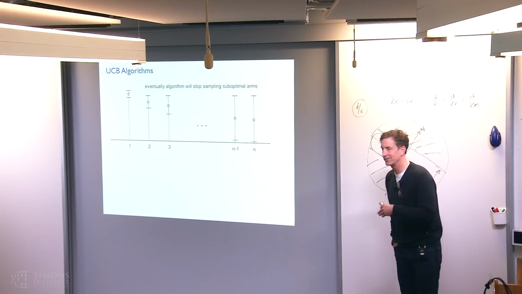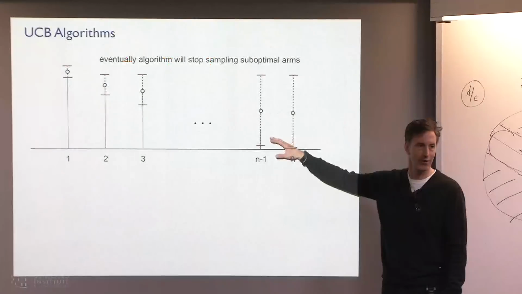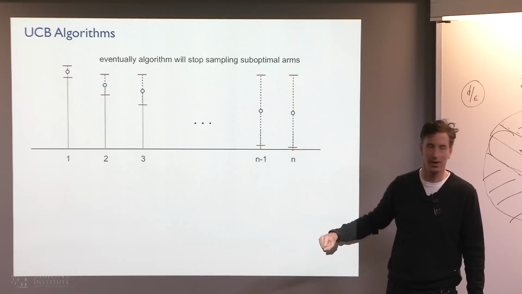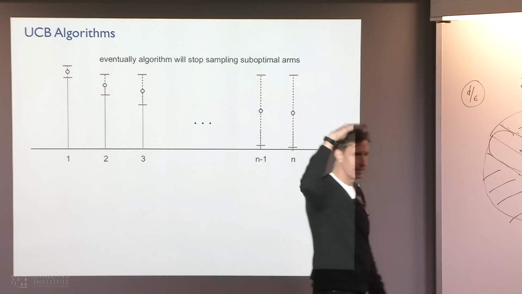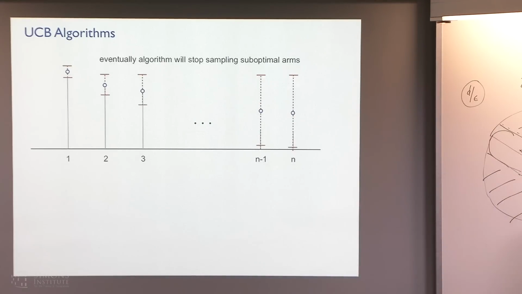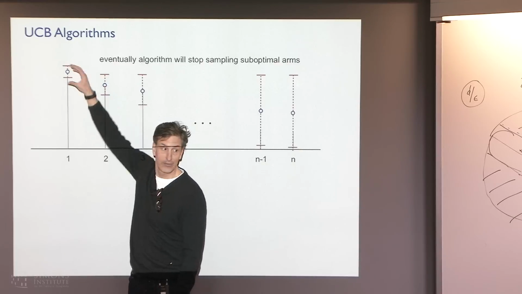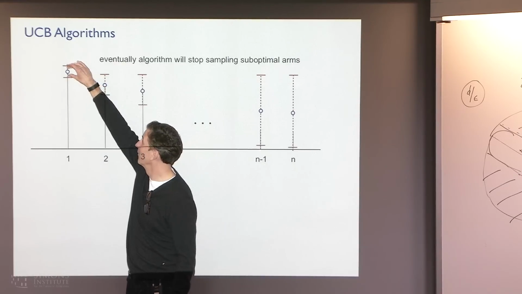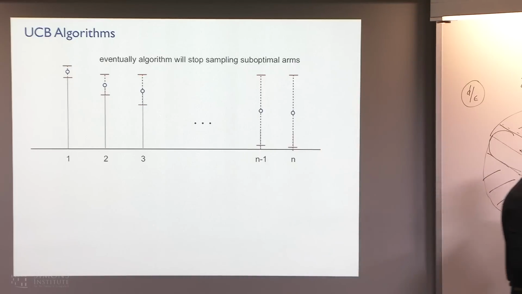One of the things that you could convince yourself of, if you think about this a little bit, is that eventually this kind of algorithm is going to stop sampling suboptimal arms as long as there's some gap between the highest mean and the second highest mean. What's going to happen is eventually, as long as these are all valid confidence intervals, once this guy gets shrunk far enough, he's separating from all the others, and you'll stop sampling all the others.